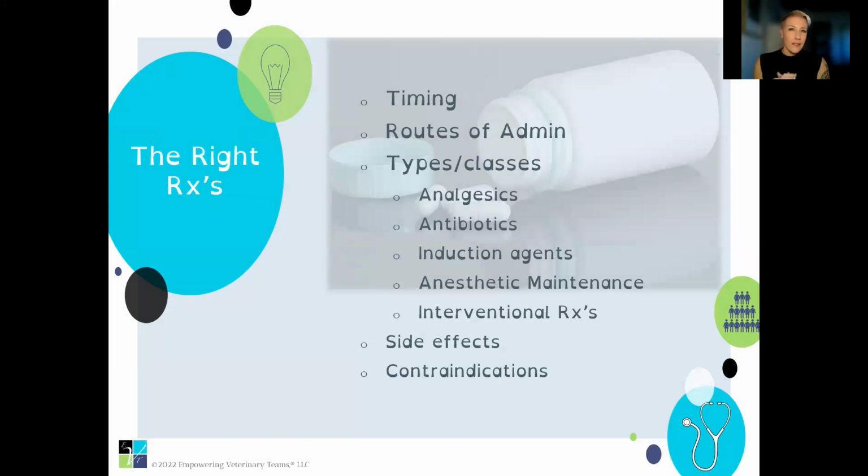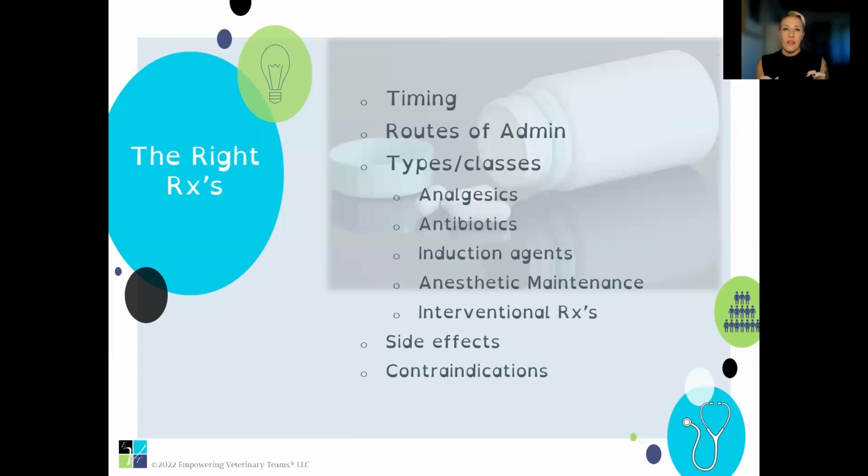So drugs are good, the right ones, right? And this is what we're going to break down this section into: at what time throughout the procedure you're going to be giving these things, what routes of administration you're going to be utilizing, and the types and classes. Those are not the same thing, right?